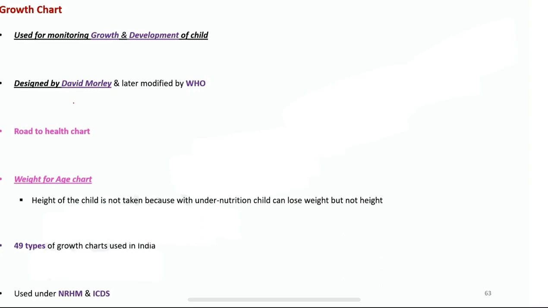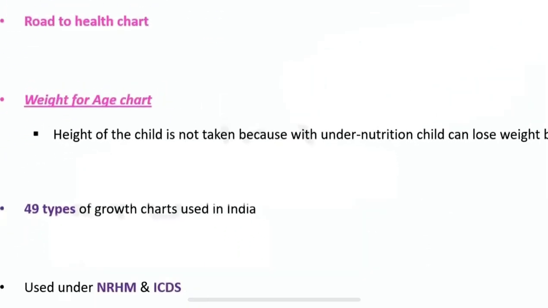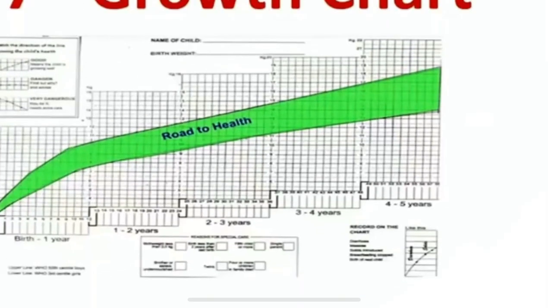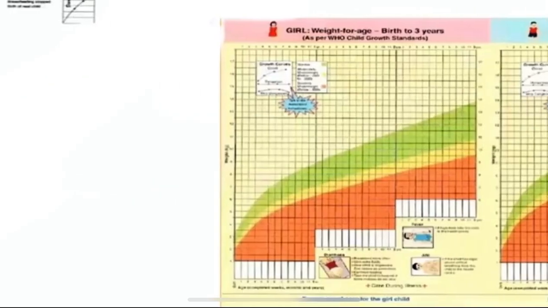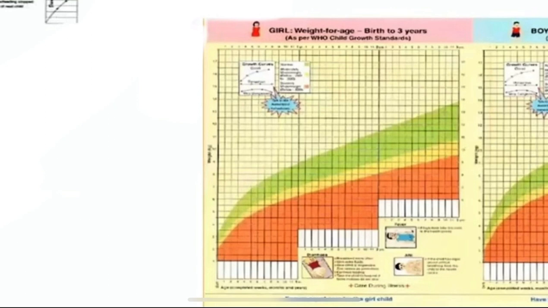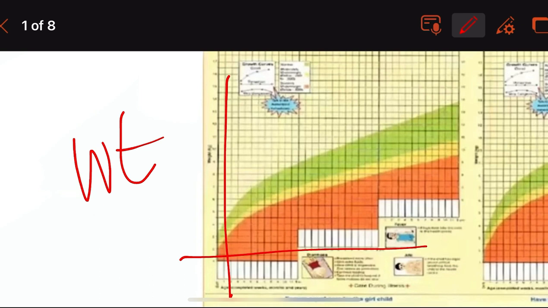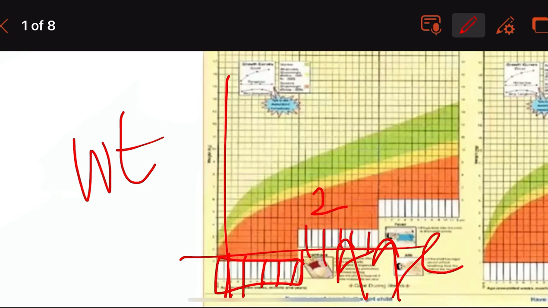Moving on, it is a weight for age chart. In the x and y axis, we consider the weight and age. So you can see in the first year 12 lines are there, 1 month each line. Here also 12 lines. This is the second year, this is the first year, second year, 3 years. So this is the age and this is the weight. We are recording the weight.